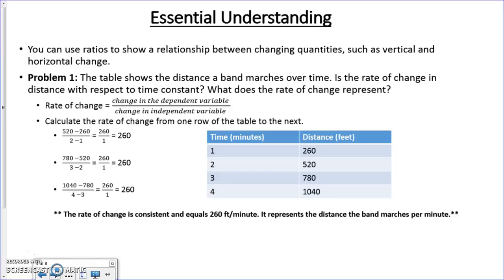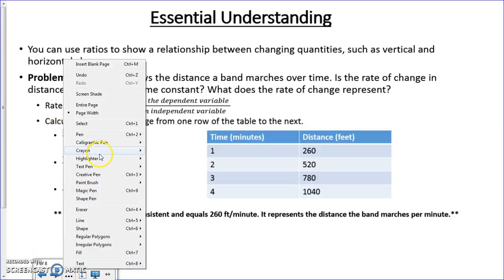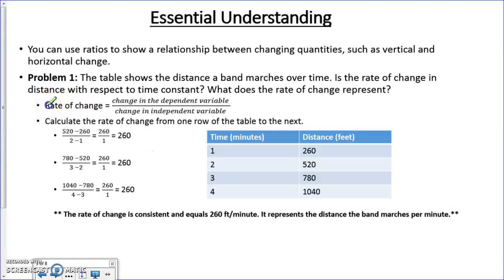Problem 1. The table shows the distance a band marches over time. Is the rate of change in distance with respect to time constant? What does the rate of change represent? So again, we're going to look at rate of change equals change in dependent variable over the change in the independent variable. So to calculate the rate of change, we're going to calculate the rate of change from one row of the table to the next. So 520 minus 260 over 2 minus 1, which is 260.